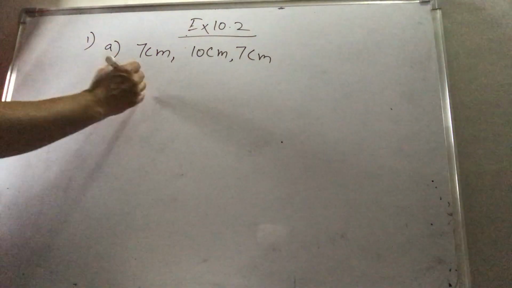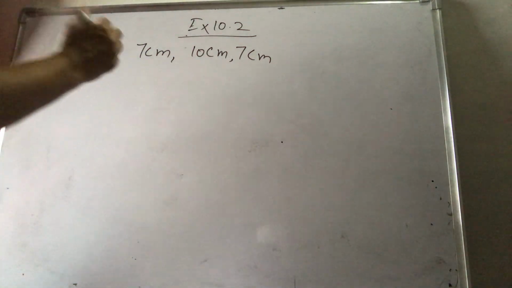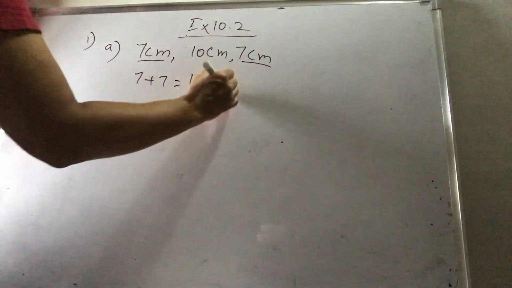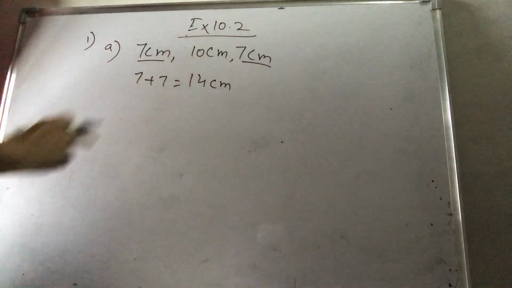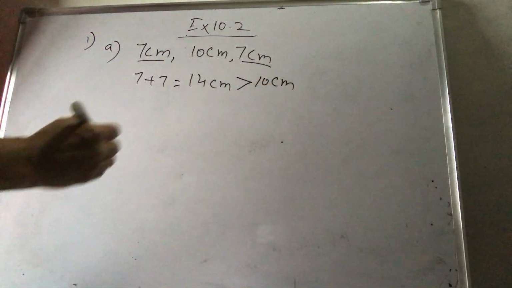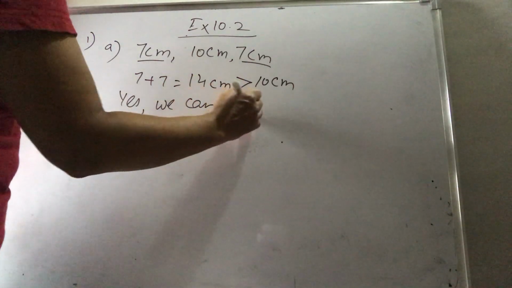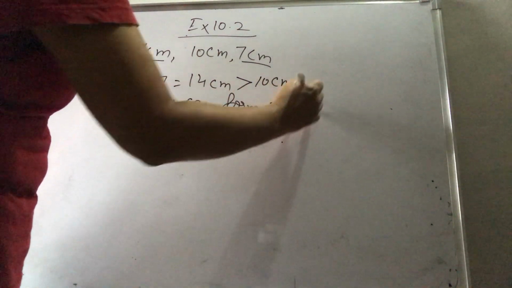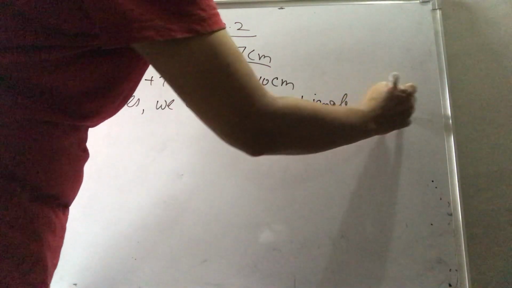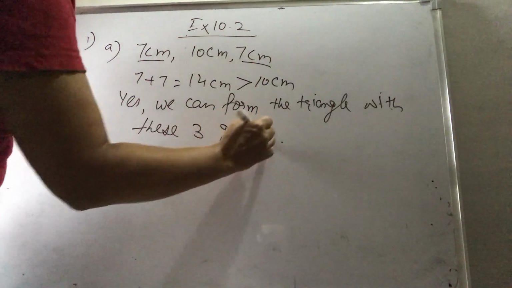So we will use the sum of the two smaller sides. The smaller sides are 7 and 7. We will add both of them, that is 14 centimeter, and the third side left is 10 centimeter. 14 is greater than 10 centimeter, so we can say yes, we can form the triangle with these three given sides.